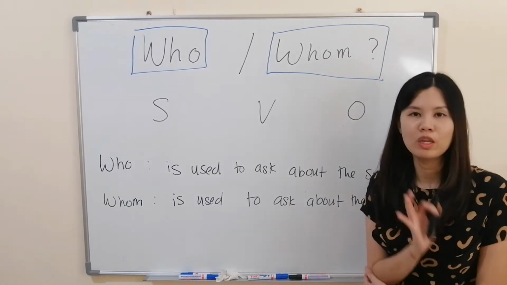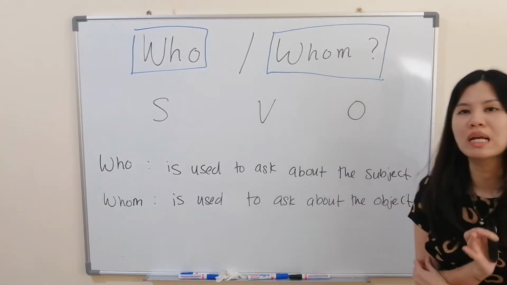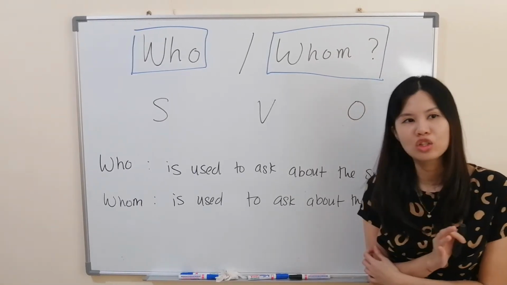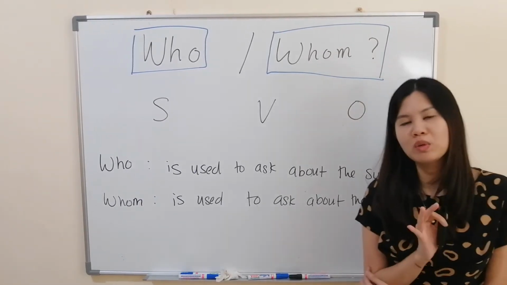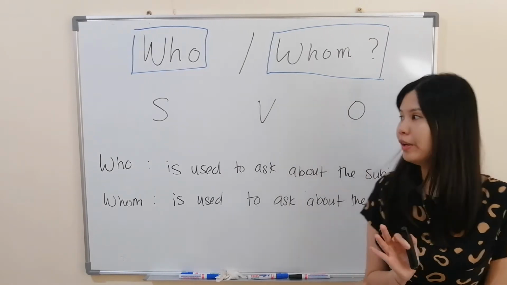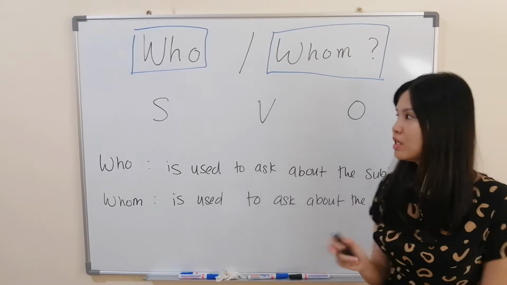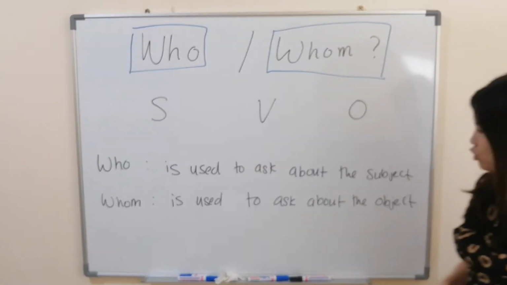Before we can start off, we need to first understand English structure. How are English sentences structured? We need to understand this clearly. The English language uses this structure, which is subject, verb, object.